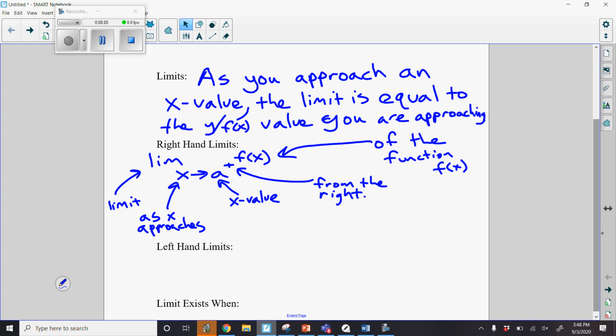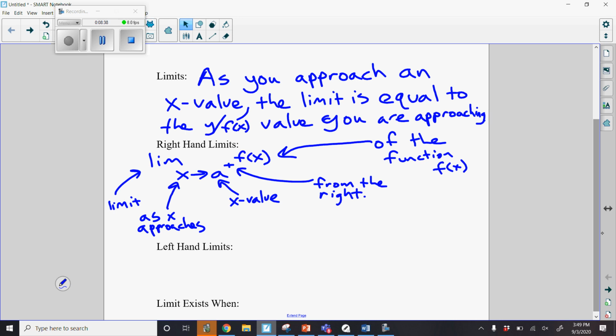So if I had to figure this out, I'd figure out the x value a, and if I was looking at a graph, I'd look at what is the graph going towards as I approach that x value of a from the right side.